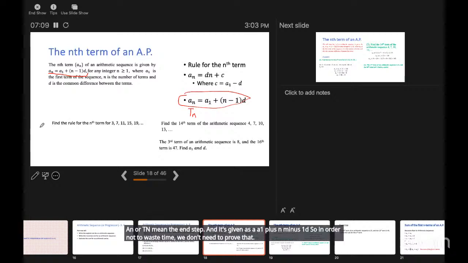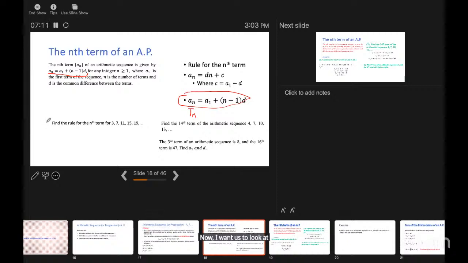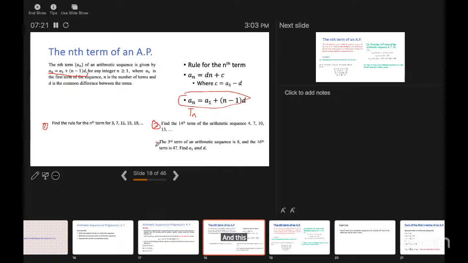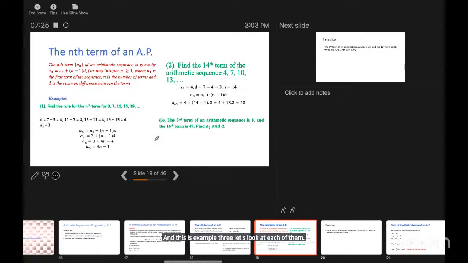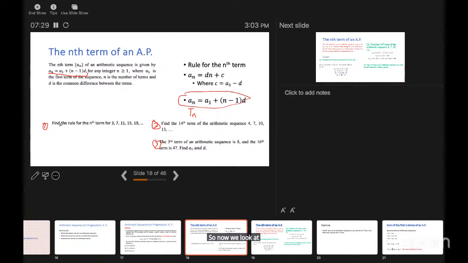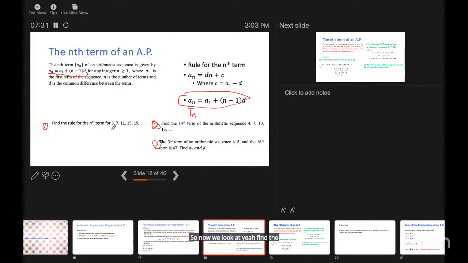Now, I want us to look at the following examples. This is example 1, example 2, and example 3. Let's look at each of them. So now we look at this one: find the rule for the nth term of 3, 7, 11.